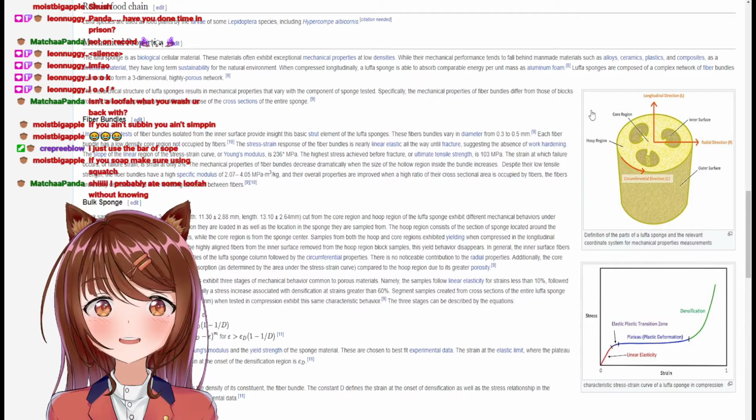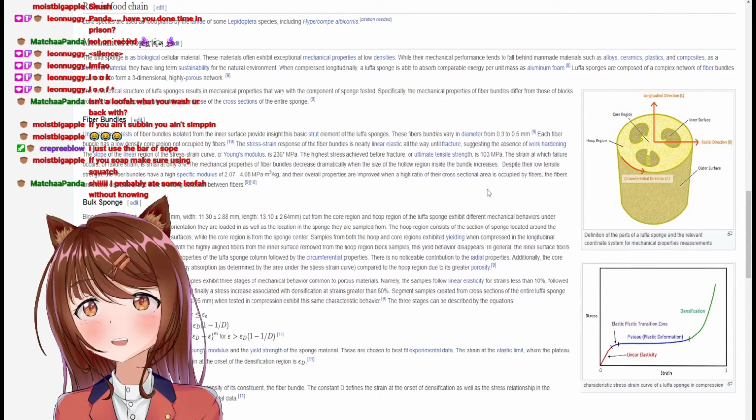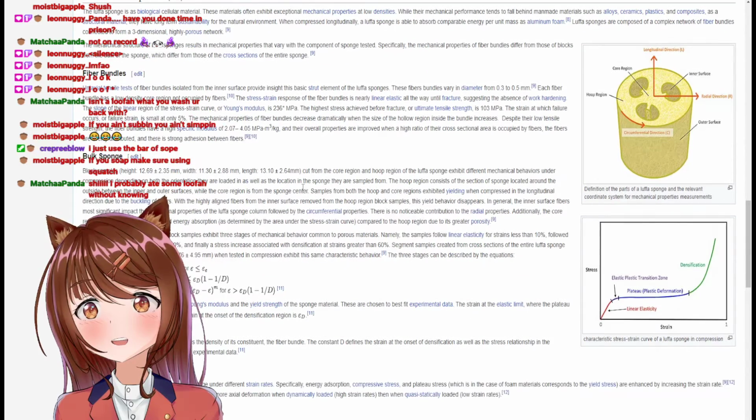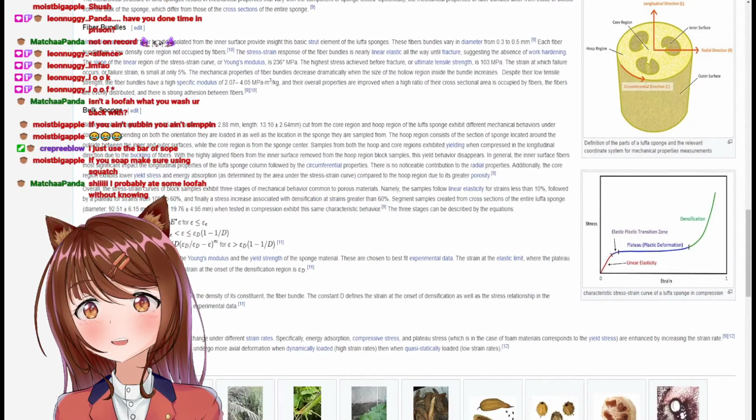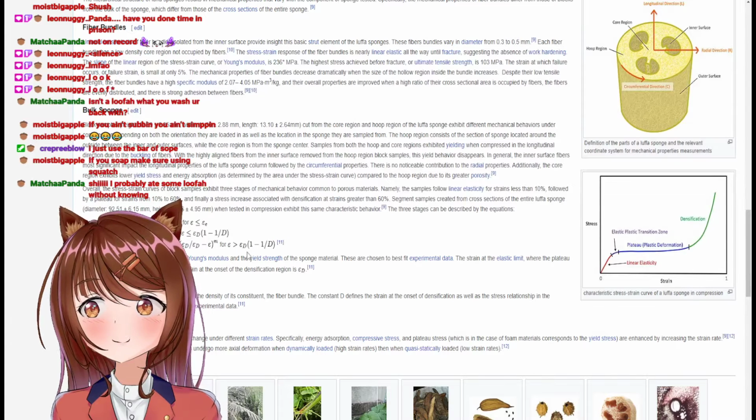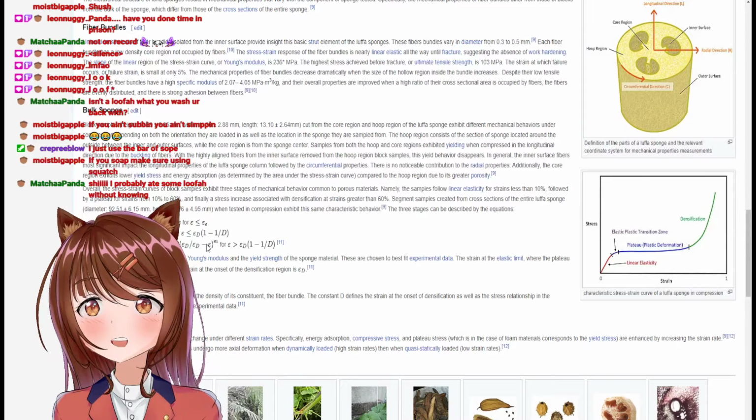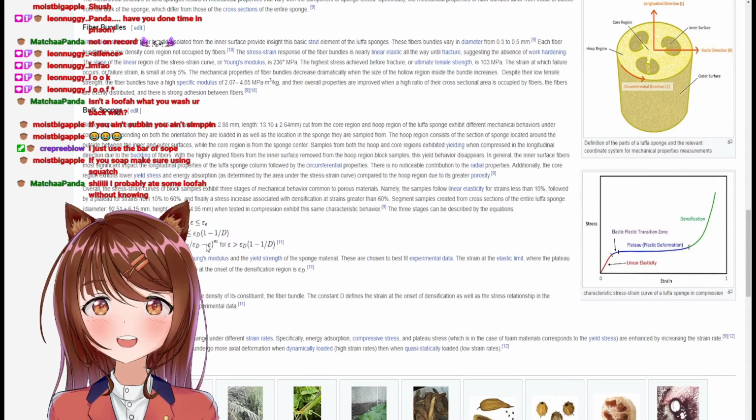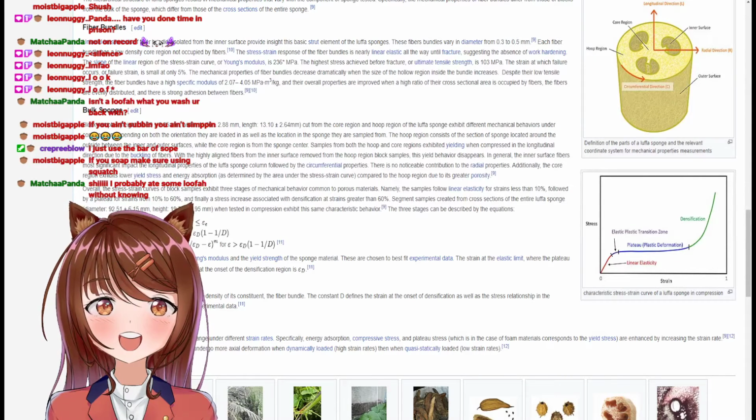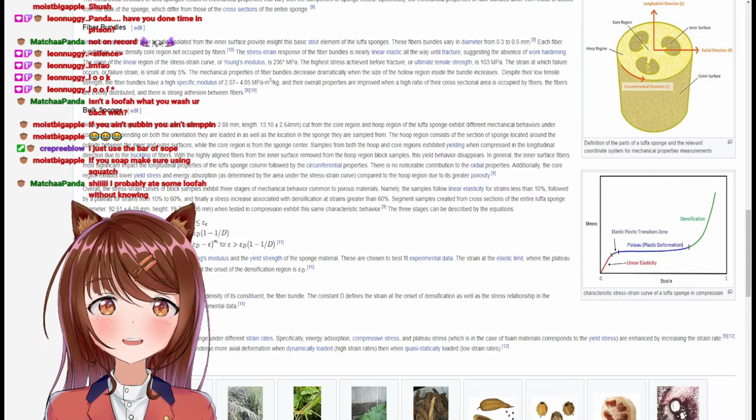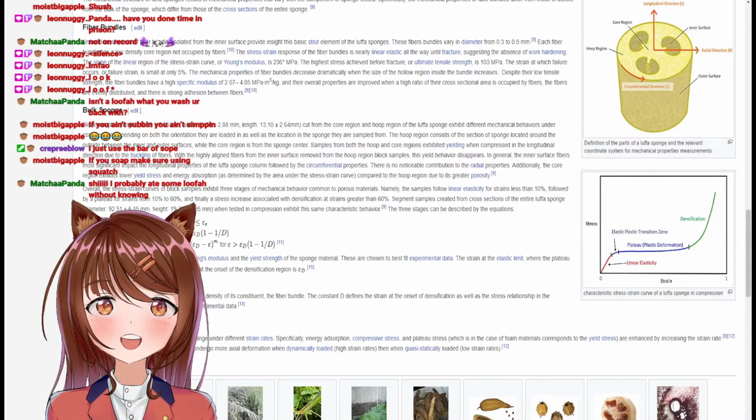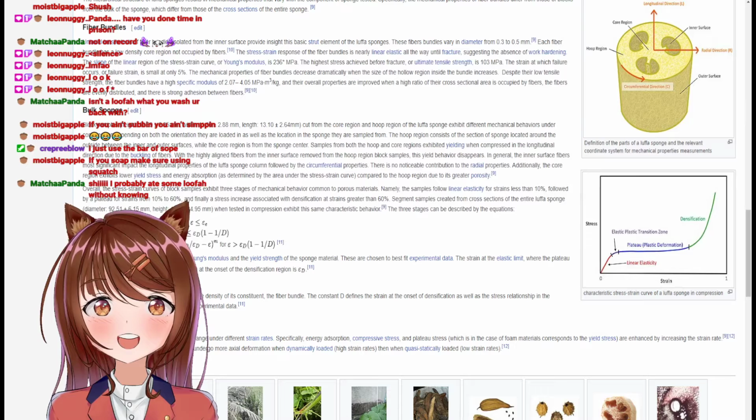You probably ate some loofah without knowing? Probably, bro. They call it all sorts of weird things. Yo, I was not expecting this much frickin' math over a loofah. I'm confused. Why loofah math? Why? Here, let me move myself out of the way so you guys can better see this loofah math.